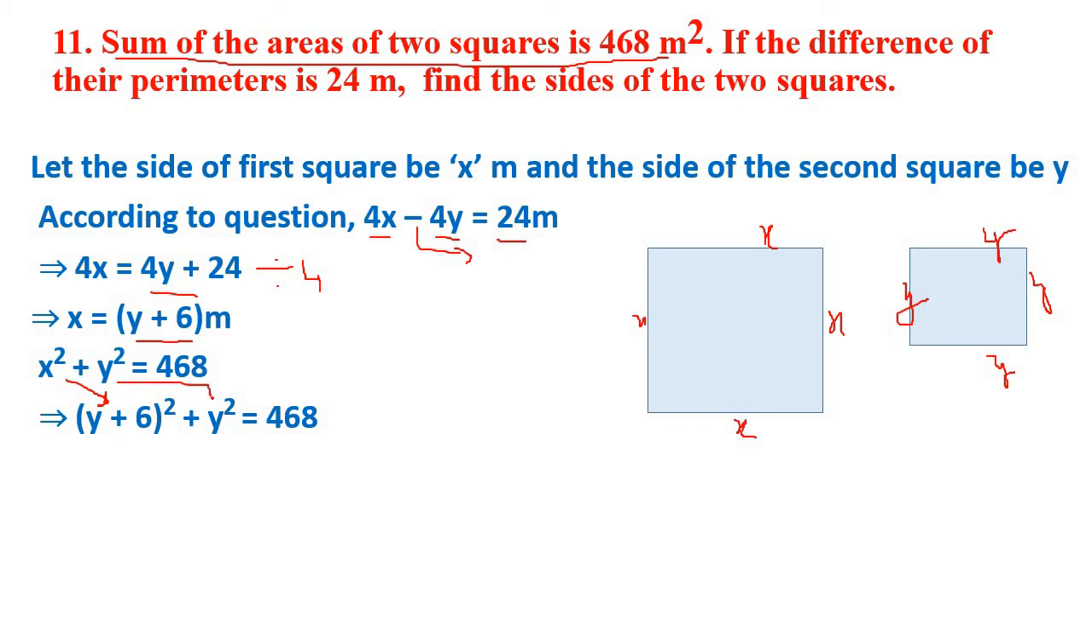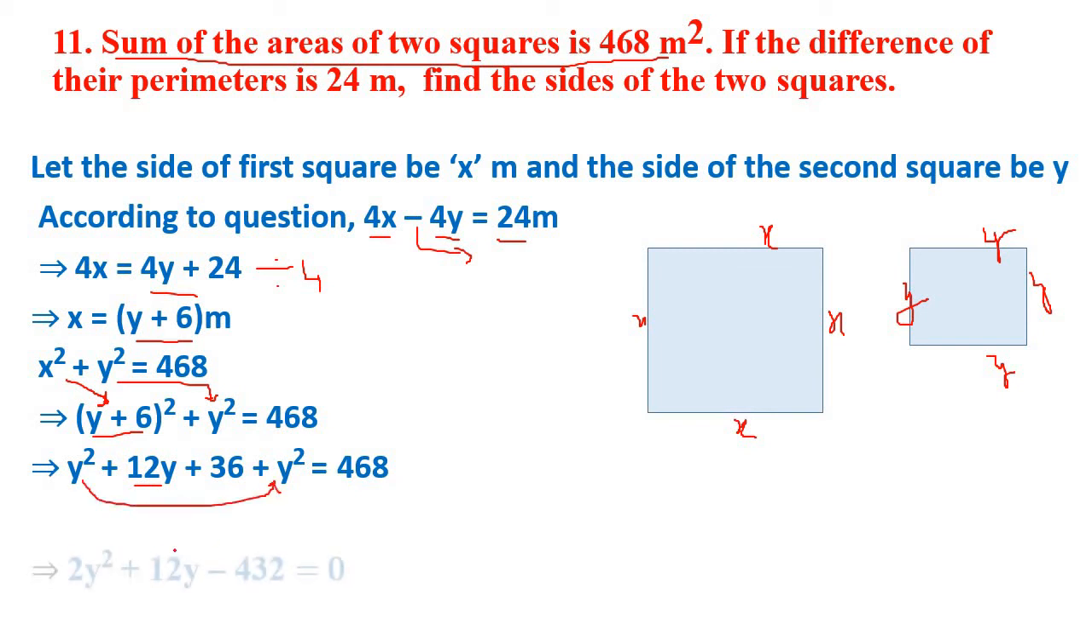Then y square as it is, equal to 468. Now this is the form of (a plus b) whole square, which is equal to a square, here y square, plus b square, which is 36, plus 2ab, which is 12y, plus y square is equal to 468. Then add y square and y square, so we'll get 2y square plus 12y.